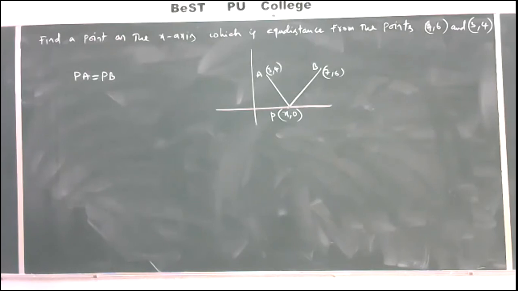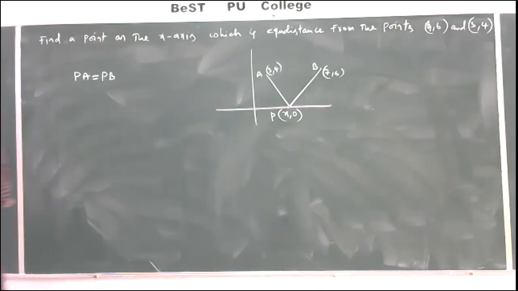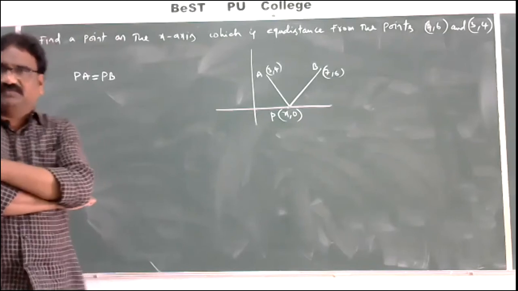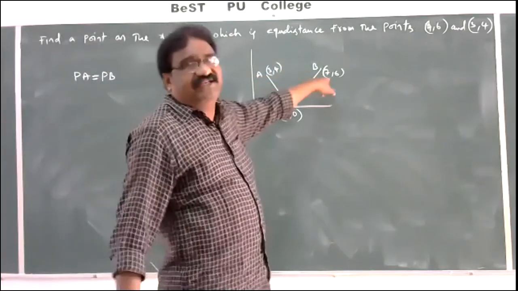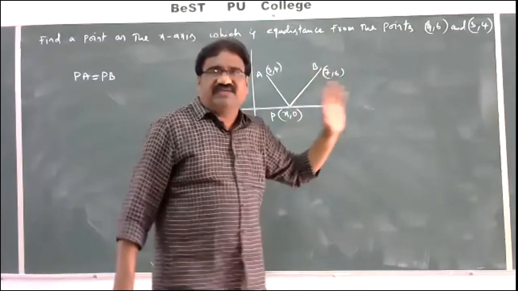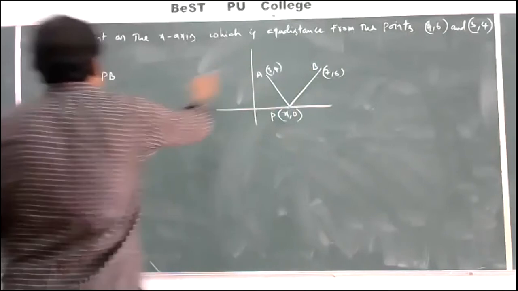Find a point on the x-axis. If the point lies on x-axis, it should be x, 0, because the y coordinate should be 0. That's why you take x, 0. So that point is equidistant from these 2 points. That's why one is A and another is B. The required point you consider P. That is PA is equal to PB. Yes, first draw that figure.